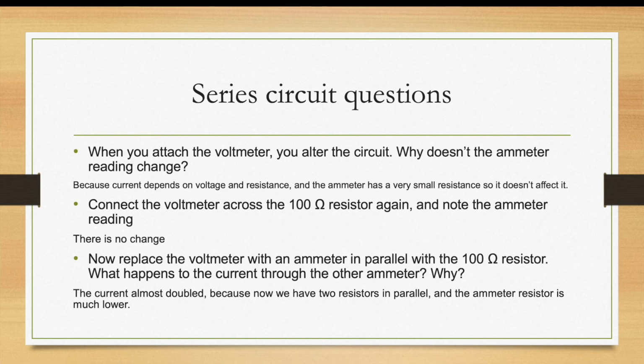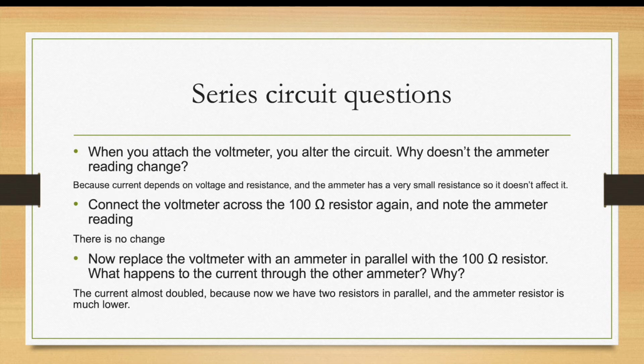Okay, when I attached the multimeter, the circuit is altered, but why doesn't the ammeter really change? This is because current depends on voltage and resistance, and the ammeter has a very small resistance, so it doesn't affect it. Then when I connected the voltmeter across the 100 ohm resistor, the ammeter didn't change at all. And when I replaced the voltmeter with an ammeter in parallel with the 100 ohm resistor, the current through the other ammeter doubled. This is because current always finds the least resistant path.